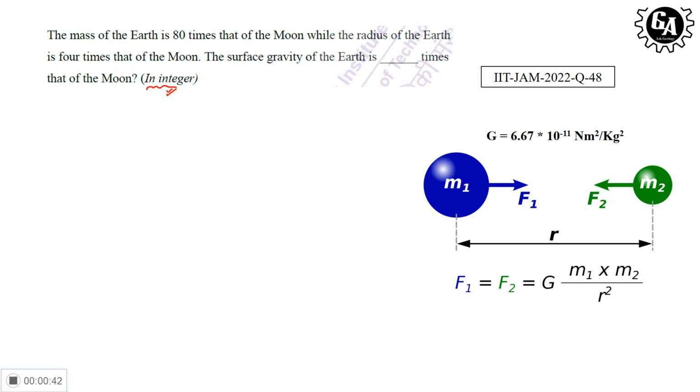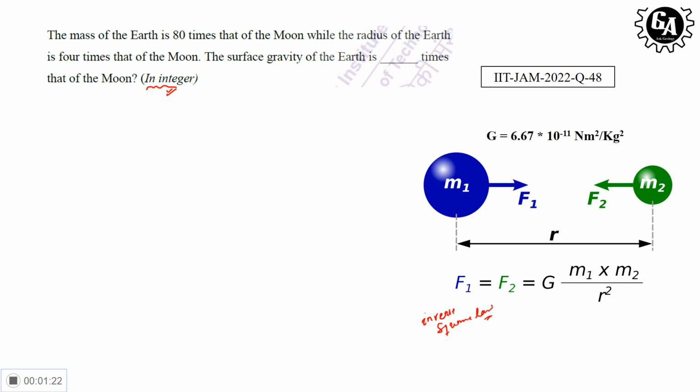So if there are two masses, m1 and m2, separated by a distance of r, then what is the force between them? The attractive force or the gravitational force between them is represented by Newton's law of gravity. So F1 is equal to F2 is equal to G m1 m2 by r square. This is called your inverse square law, the law of gravity.